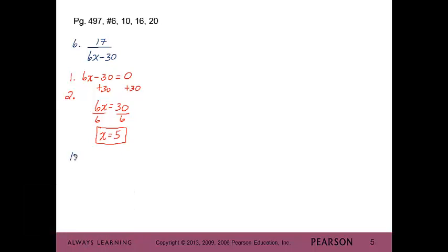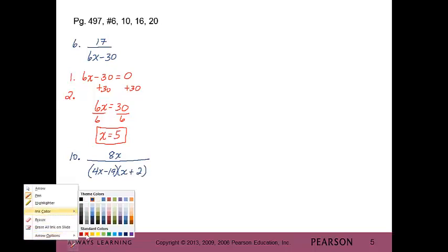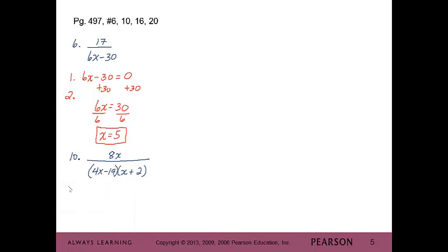Let's try number 10. And we have 8x all divided by 4x minus 19 times x plus 2. So we're going to start with step 1, which is to set your denominator equal to 0. So we're going to have 4x minus 19 times x plus 2 equals 0. Now we get to solve for x.